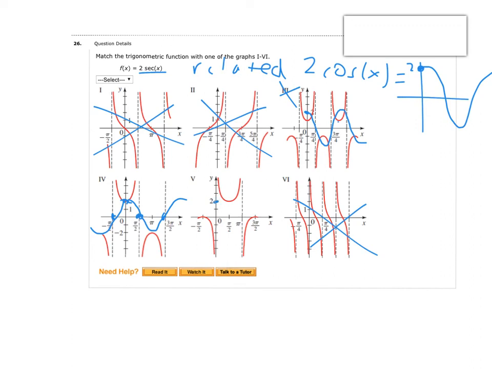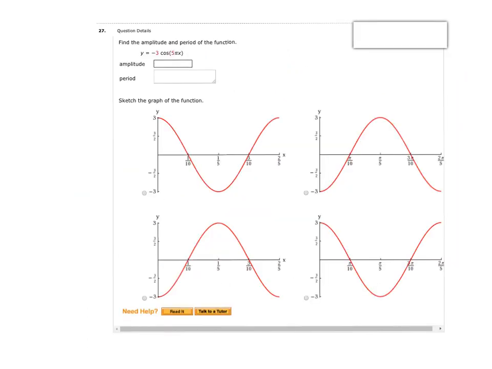This one does not work because, as you can see here, this would be looking like something like that. It's not really matching up correctly with the high points to the high points, so it's definitely that one.